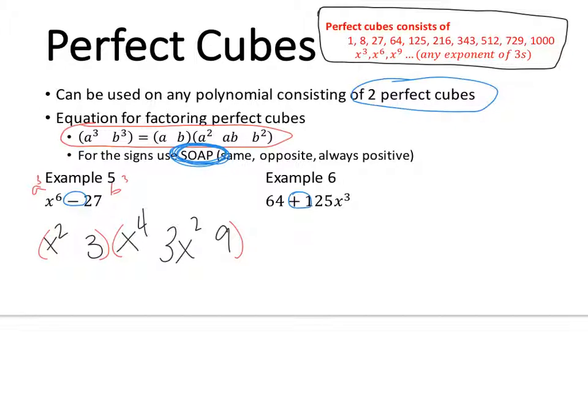This second part down here says for the signs, always use SOAP. What SOAP stands for is same, opposite, and always positive. So I'm going to look up at my original problem. My original problem was a minus, so my first sign is going to be the same, my second sign is going to be the opposite, and my last sign is always positive. Just like with the perfect squares, example 6 for the perfect cubes, we'll do that in class together.